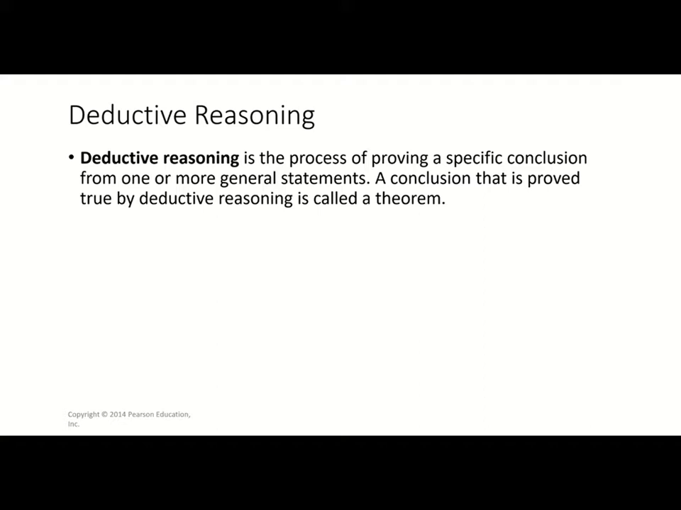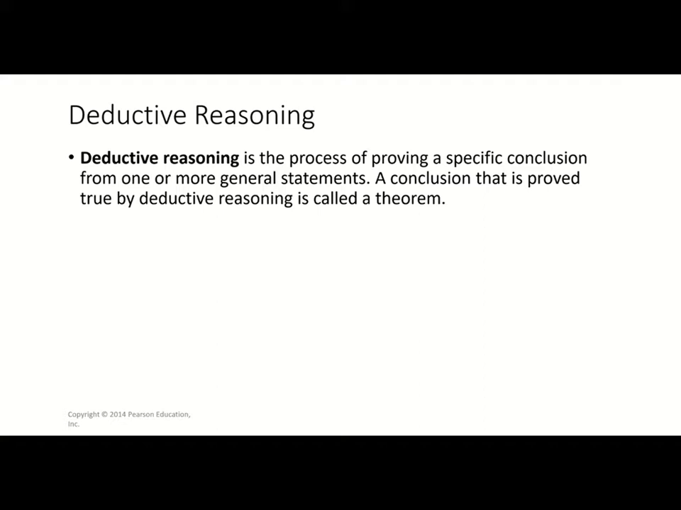Deductive reasoning is a little bit different. Deductive reasoning is the process of arriving at a specific conclusion from one or more general statements. A conclusion that is proved by true deductive reasoning is called a theorem. So when we have our theorems, they've been proved through deductive reasoning.